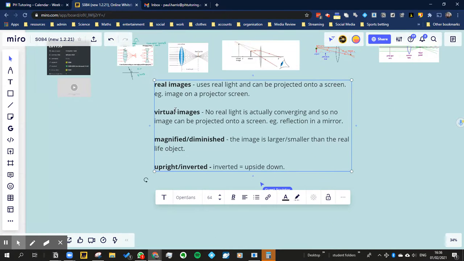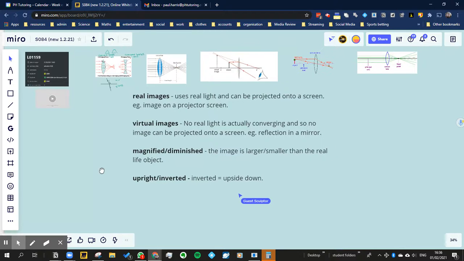So, is it real? Is it virtual? Is it magnified or diminished? And is it upright or is it inverted? Those are the three different ways you would describe an image.